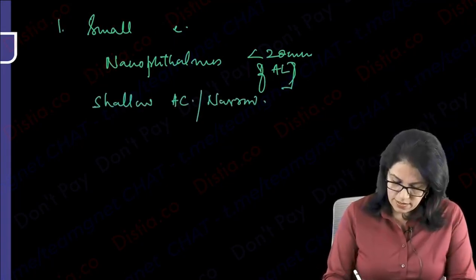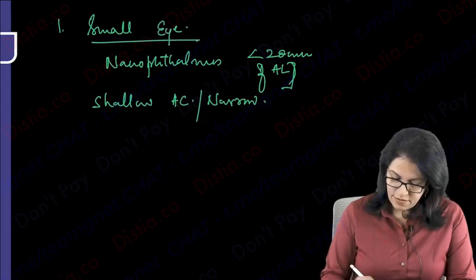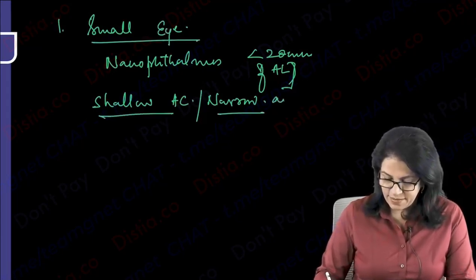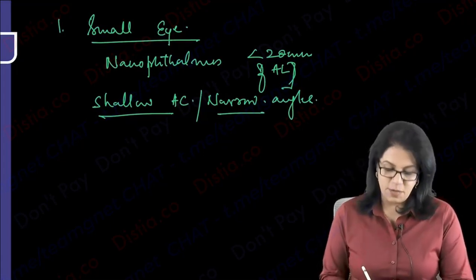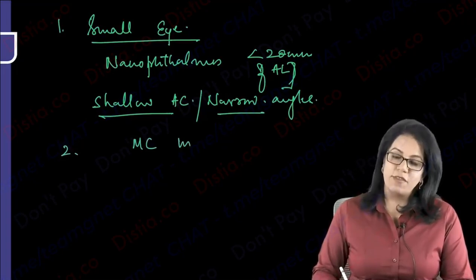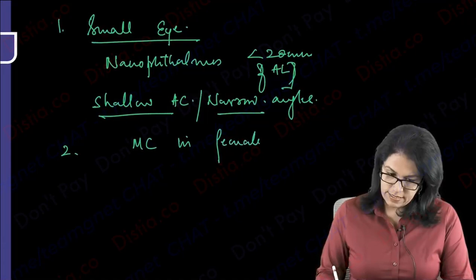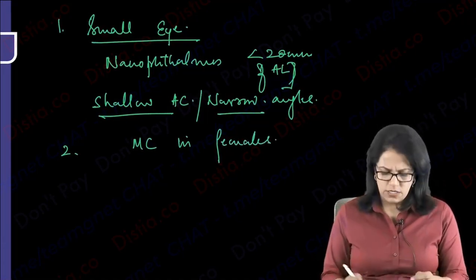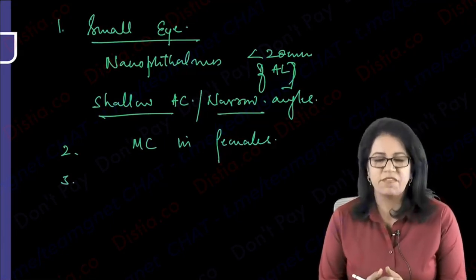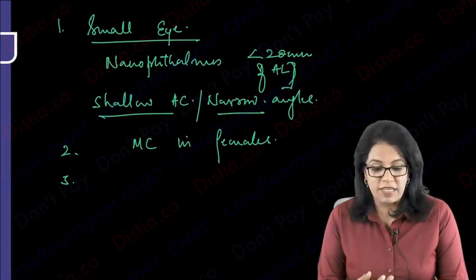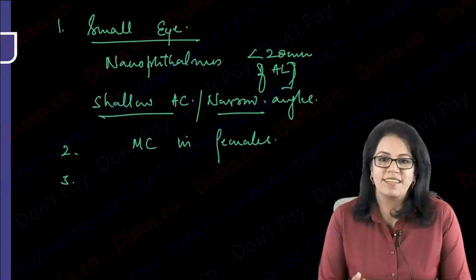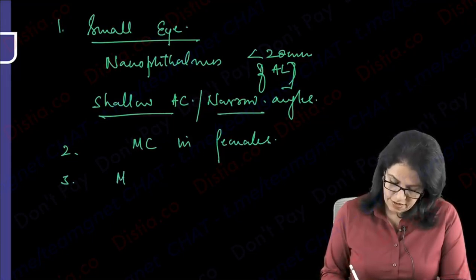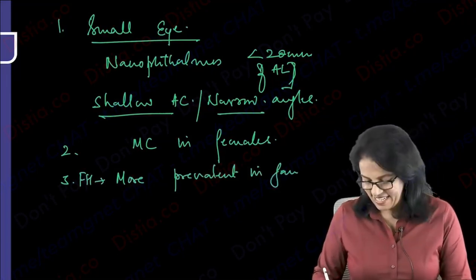Naturally, if the eye is small, we are talking about shallow AC, narrow angles. So this is one important risk factor. What is the second? It is more common in females. So number two, it is more common in females. Is there any family history? So it is seen in families where if one person is affected, the other family members may be affected, but the genetic loci have not been very well defined. Okay, it's a poorly defined factor. So we can say it is more prevalent in one family, not in a family.